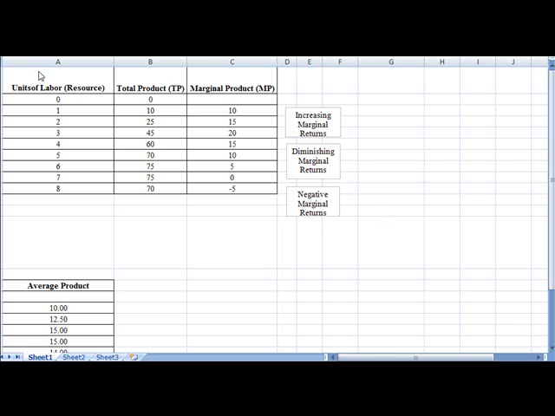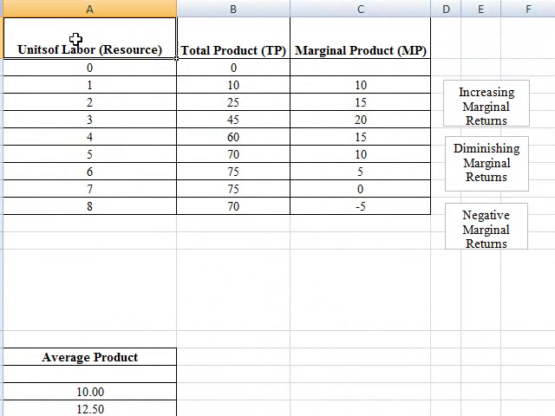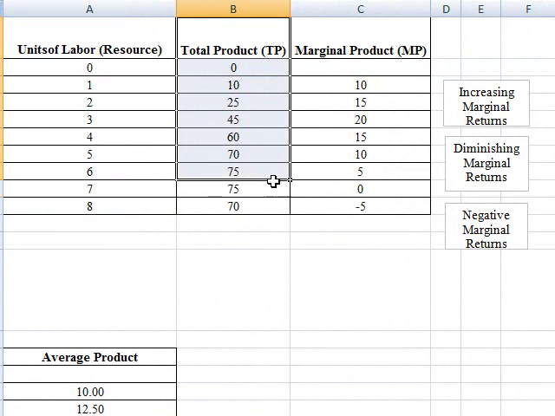So if you'll look here, we have the units of labor listed here. And as you can see, the number of workers that I hire is increasing from 0 to 8. Now we would assume that with each additional worker I hire, I should see an increase, and a little bit more increase, and a little more increase in how much I produce. But something begins to happen with workers 6 and 7.